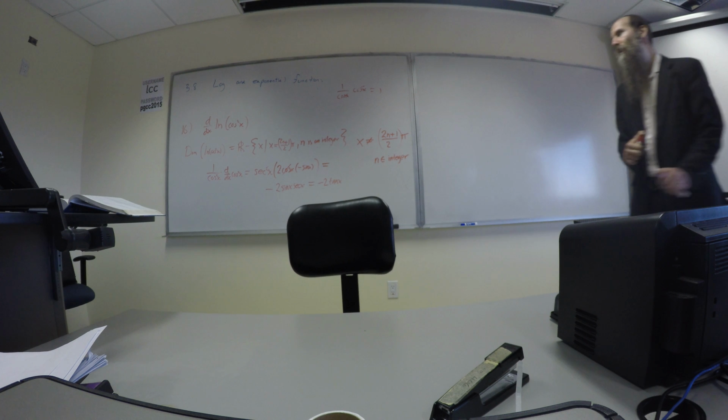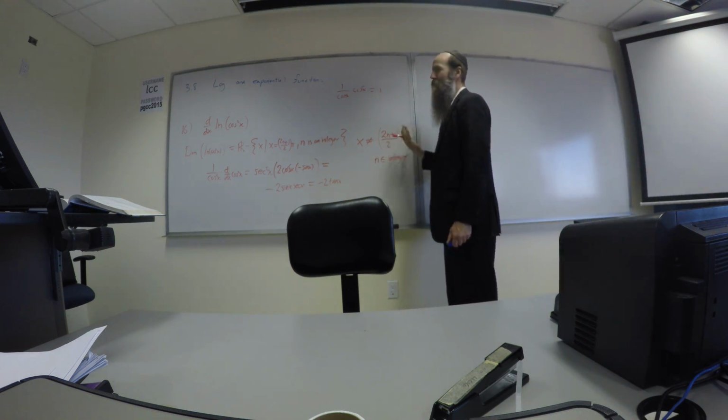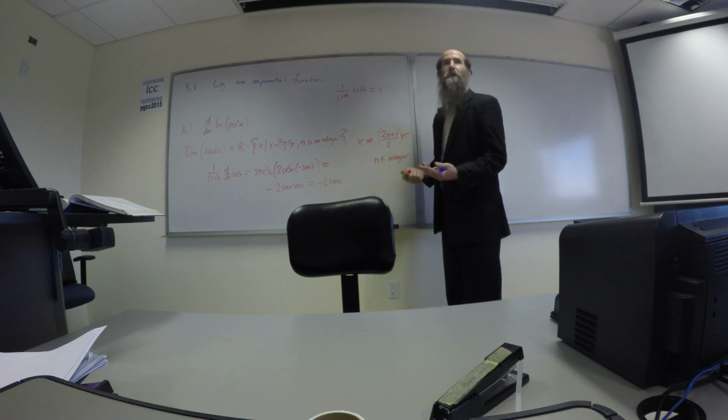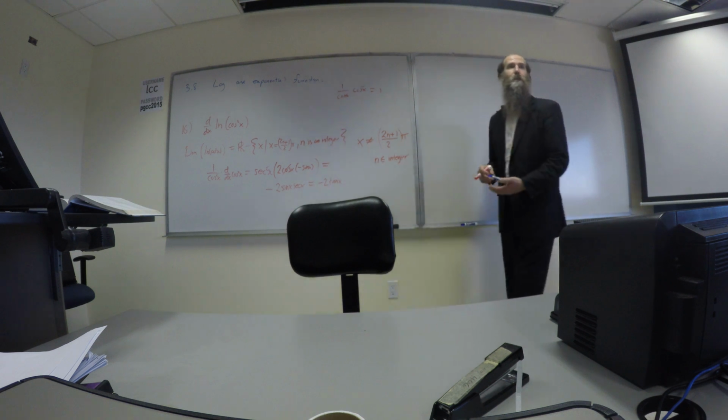Yeah, because remember what we excluded here. We excluded where cos was 0, but what's tan? Sine over cos. So it's undefined. So wherever cos is 0 are the asymptotes for tan. So it ends up being the same thing in this case.